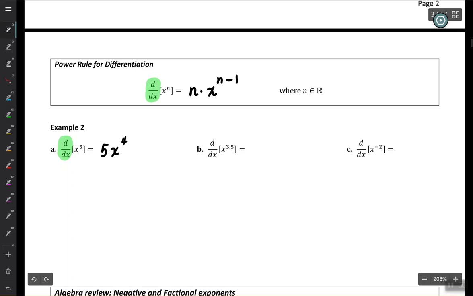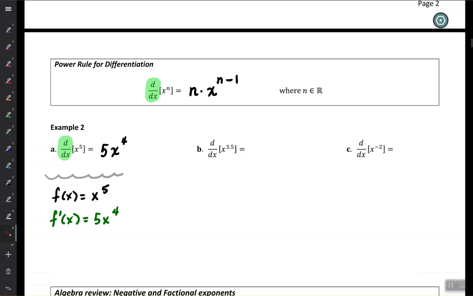And done, right? If I told you that f of x is x to the 5th, then f prime of x is just 5x to the 4th. No more limit of f of x plus h minus f of x all over h as h goes to 0. Look how delightfully simple that rule was.